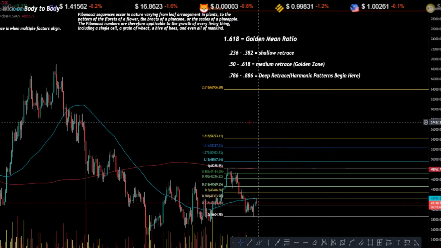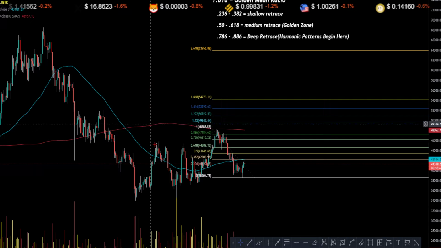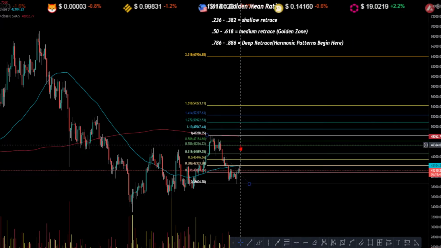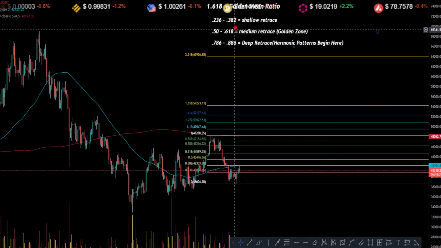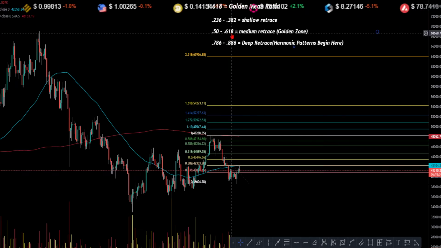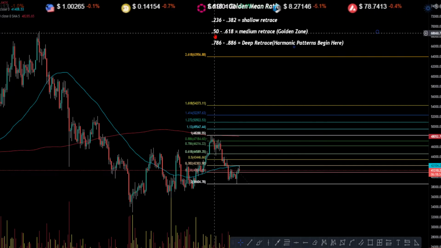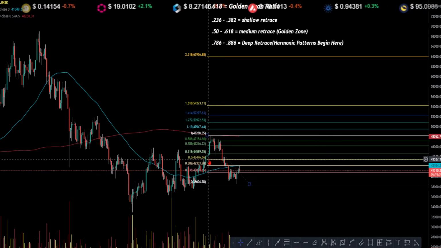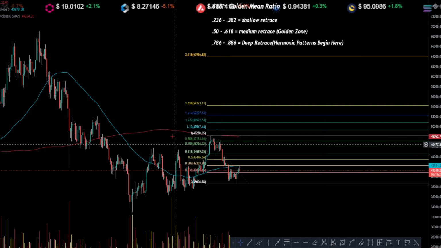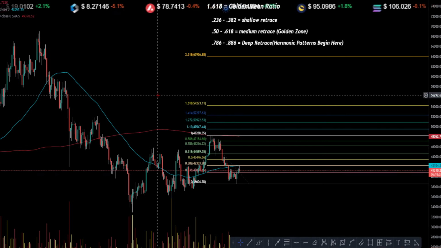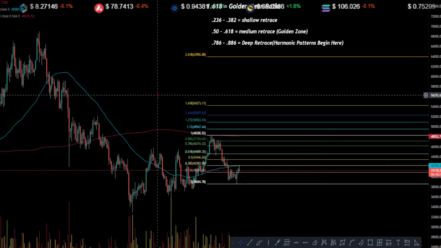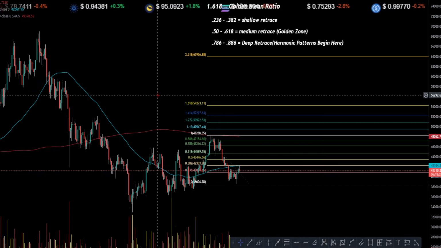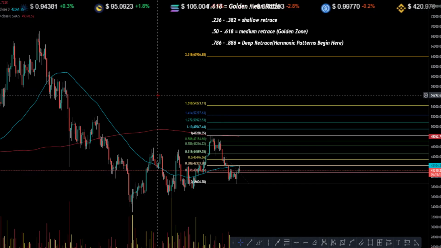So, coming back down in here, the 0.236 and 0.382, the shallow retrace areas, we touched a little bit on confluence. I want to talk about the 50% retrace and the 0.618. The 50% retrace, the 0.50, that's this gold line here, is not a Fibonacci number. That is actually part of Dow theory, coined by a man named Charles Dow. You may have heard of the Dow Jones, named after him, right?